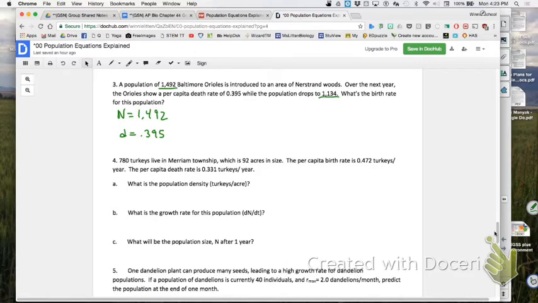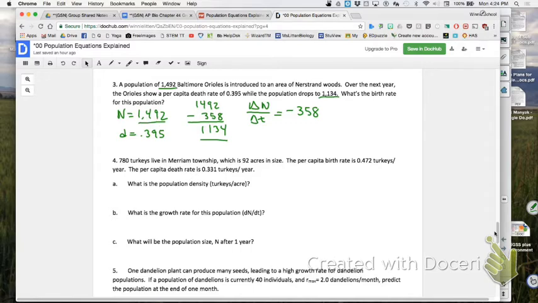So it went from 1,492 and it went down. How many did it lose if it went down to 1,134 after that second year? So that population changed by 358, right? That's the difference between that. So my change in N over that change in T over time of 1 year was minus 358.